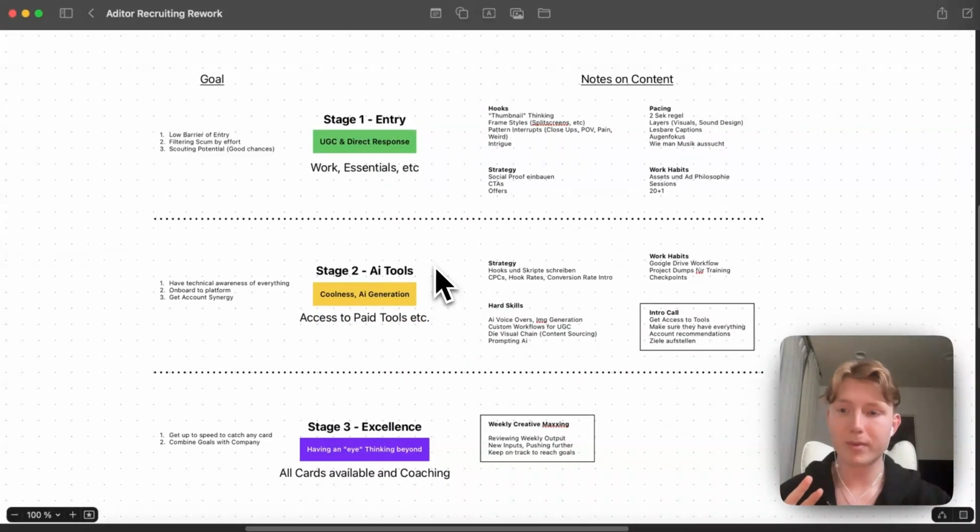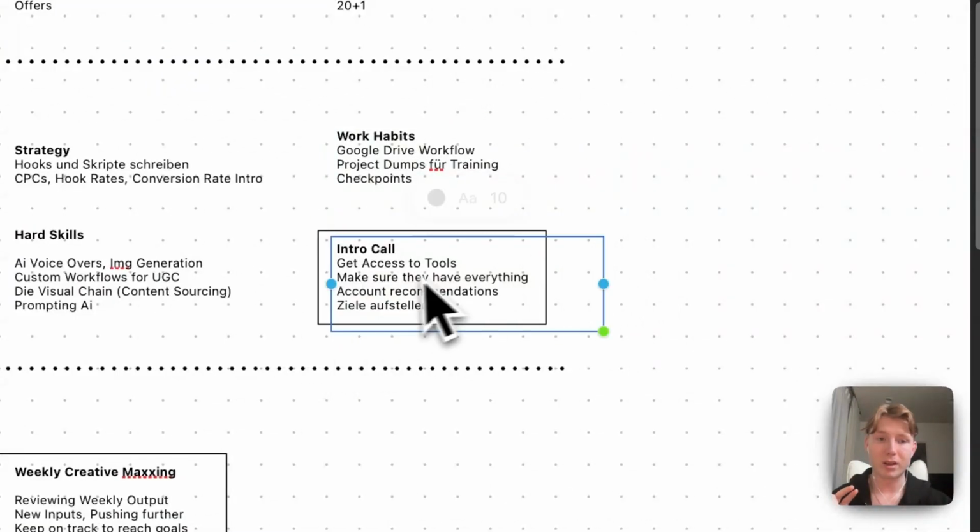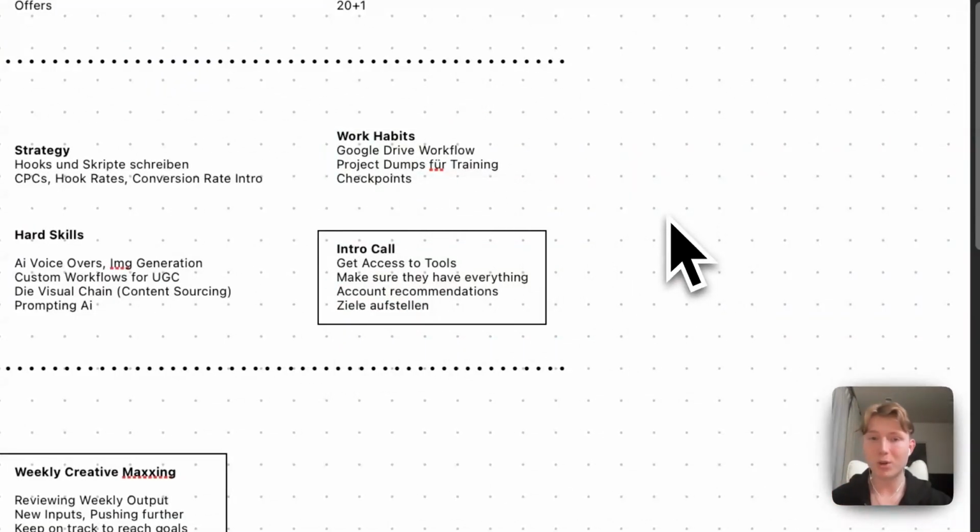At stage 2, which is the first manual involvement of myself, I'm going to have an intro call with them, onboarding them to the tools.